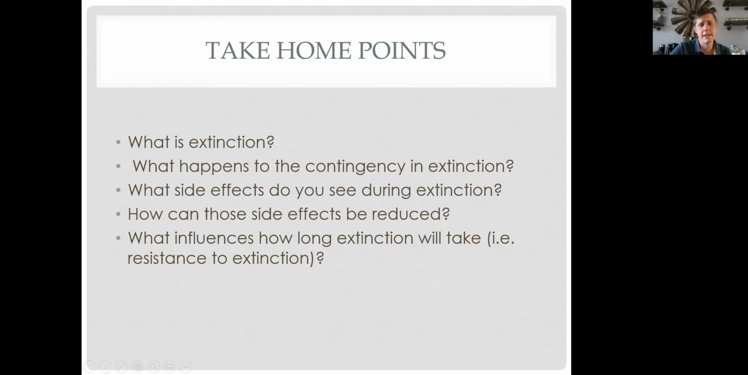What influences how long extinction will take, or resistance to extinction? We talked about the partial reinforcement extinction effect, which is that intermittent schedules of reinforcement tend to be more resistant than others. But also the longer the history of reinforcement, or the more times that an animal's been reinforced for that behavior in the past, is also an important key, and the more reinforcement they've had in the past for that particular behavior will make it even more resistant to extinction.